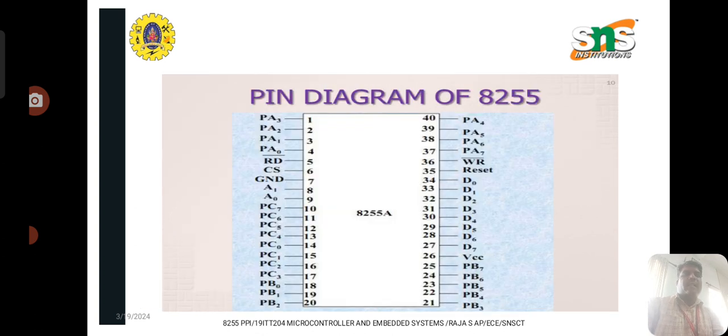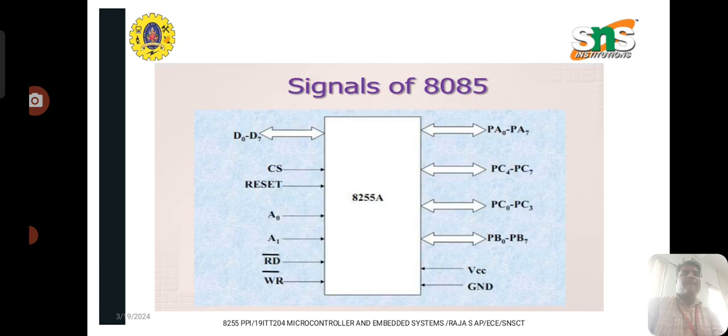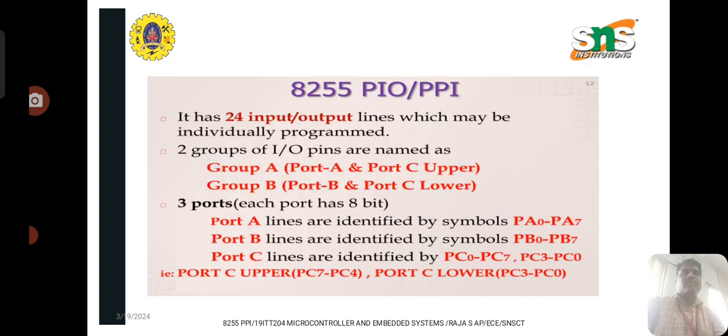So this is the pin diagram of 8255. This consists of pins 1 to 40. These are the signals available in 8255 connected with the microprocessor: D0 to D7, CS chip select, reset, A0, A1 are the address lines, RD bar, WR bar, PA0 to PA7, PC4 to PC7, PC0 to PC3, PB0 to PB7, then VCC, then ground.